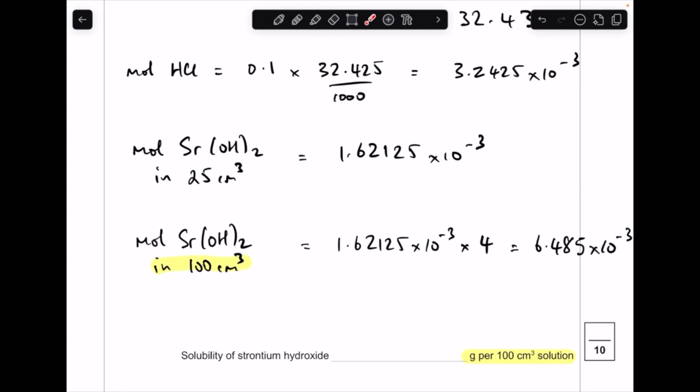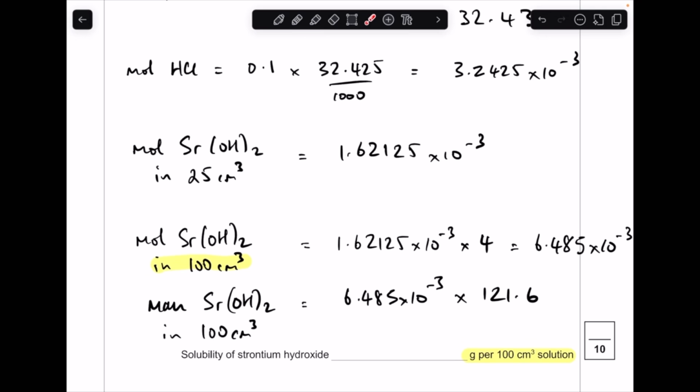Next part of the calculation is where the units of the solubility kick in. So we know the moles in 25 cm cubed. We want to scale up to 100 centimeters cubed. So we just multiply these moles by 4. So there's that many moles in 100 centimeters cubed. Next thing we do is convert the moles to grams. So the mass of strontium hydroxide in 100 cm cubed is the moles times the MR of strontium hydroxide, which gives a solubility of 0.789 grams per 100 centimeters cubed of solution.